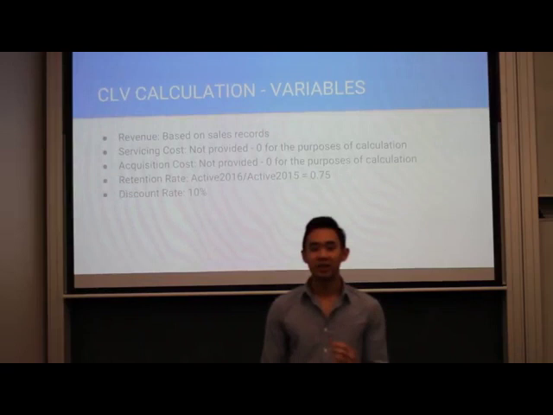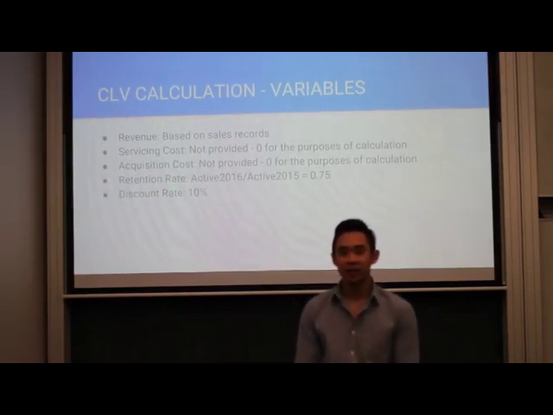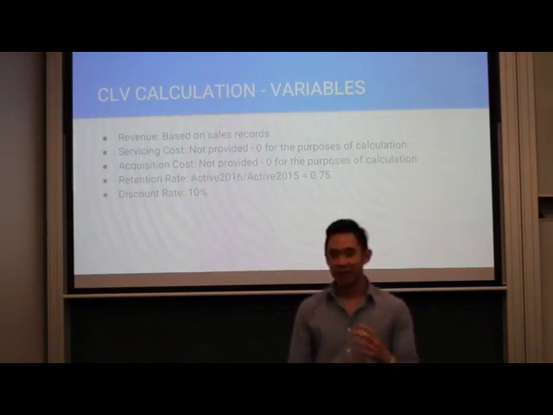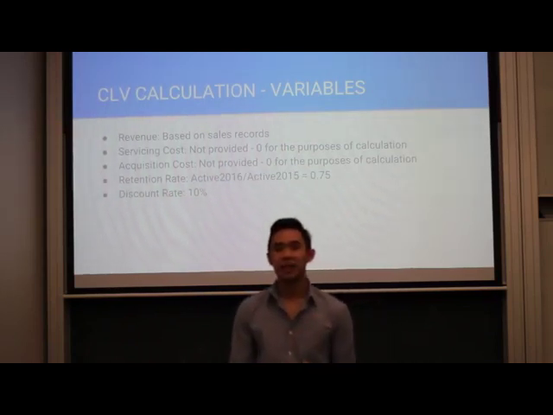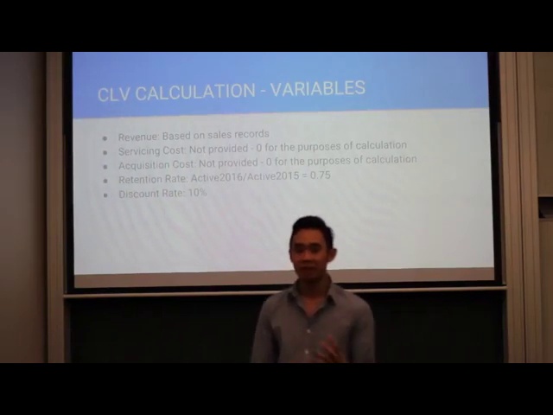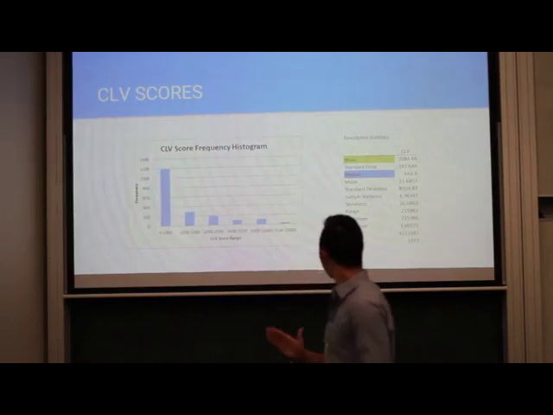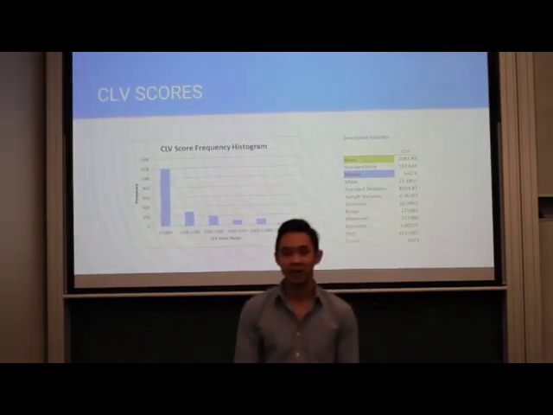The retention rate was simply the customers active in 2016 as a percentage of those active in 2015. And the discount rate we used was the industry standard used by most research papers, which was 10%, as this is the general return on investment. So we presented our CLV scores through a frequency histogram and a descriptive statistical analysis.